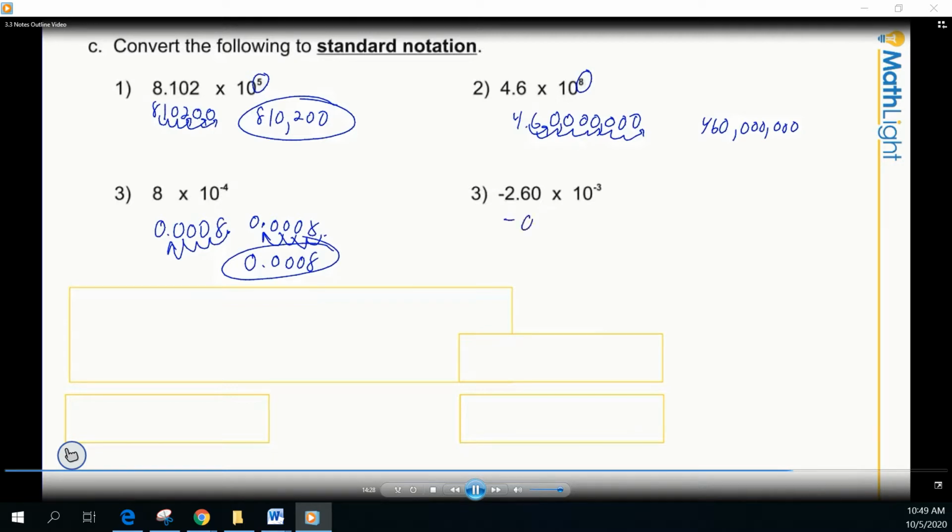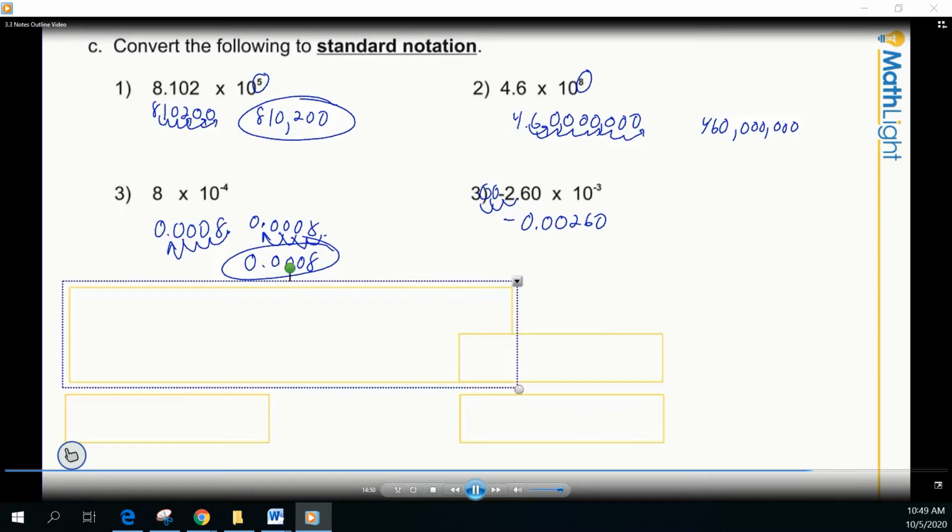Okay, so we're negative 0. And I know I'm going to have 2 zeros before my 260. And again, notice it moved 1, 2, 3 places to the left. But again, if you learn the powers of 10, it'll make life a little bit easier for you.